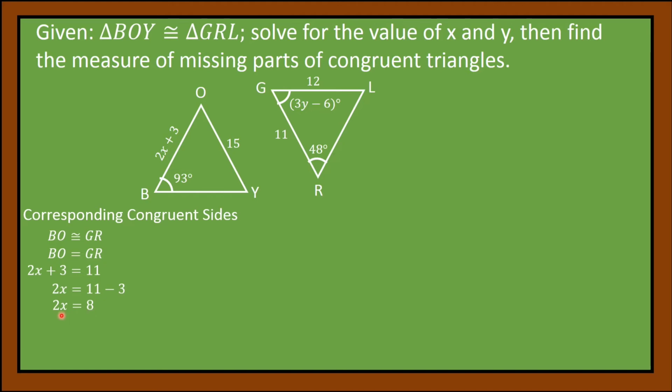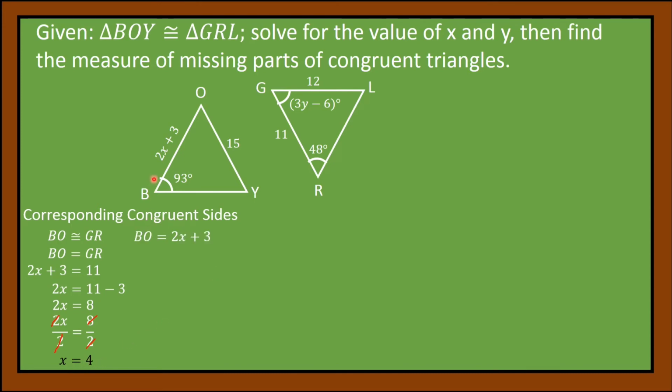So, we have to divide both sides by 2. 2x divided by 2 is equal to x. And then 8 divided by 2 is equal to 4. So the value of x is equal to 4.